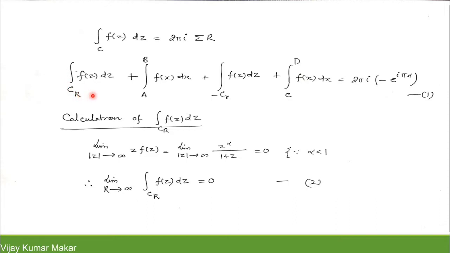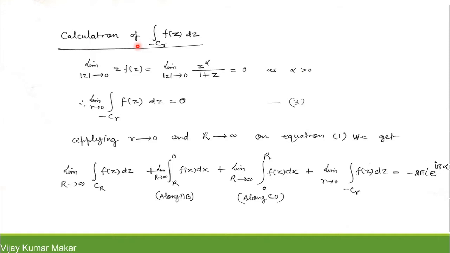First we calculate the integration over C_R of f(z) dz. For this we calculate the limit |z| tends to infinity of z f(z), and we get the value 0 because alpha is less than 1. When we take z common from the denominator, we get z raised to power alpha minus 1, and on calculating we get the value of this limit as 0. Therefore the value of this integration is equal to 0. This is equation number 2.